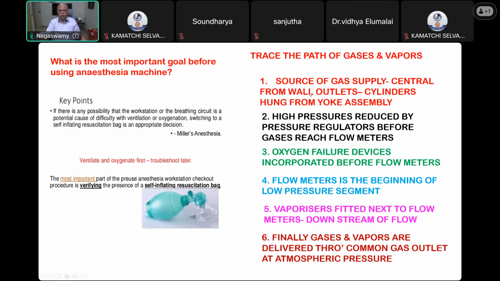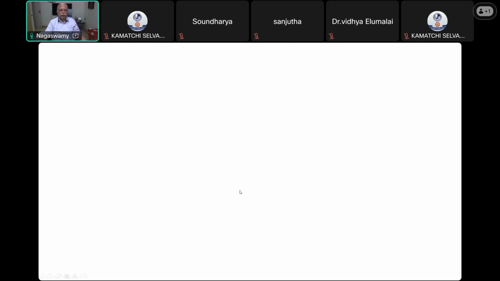From the wall or the cylinder, it goes first to the pressure regulator. Pressure is reduced. Oxygen failure device is incorporated after the pressure regulator. Then it goes to the flow meter. From flow meter, it may enter the vaporizer if you are using the vaporizer. And finally, gases will be delivered at the common gas outlet. Okay.